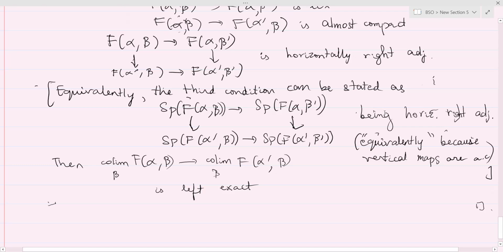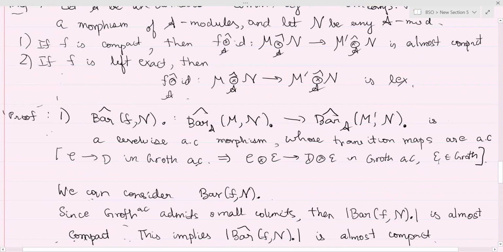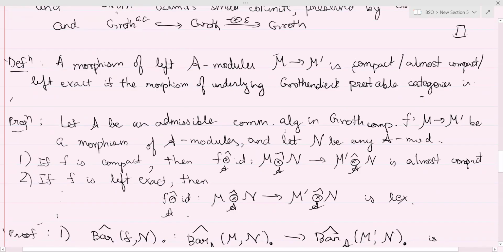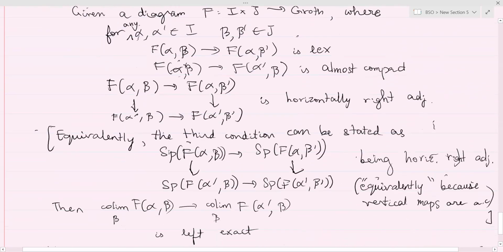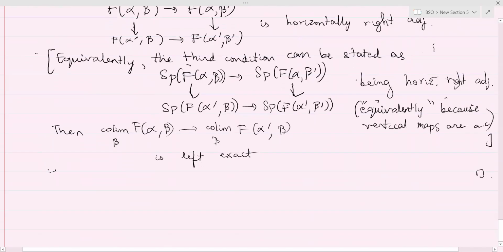So are there any questions up to this point? So far we showed that this relative tensor product exists, and whenever you take this tensor product with an almost compact or a left exact morphism, these are preserved. Okay, I'll move on then. So the last couple of statements say something about the limits and colimits and how they interact with this relative tensor product.